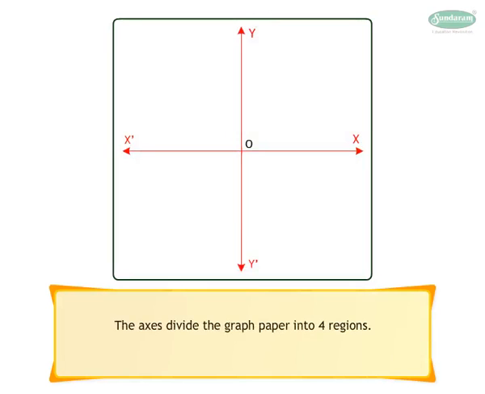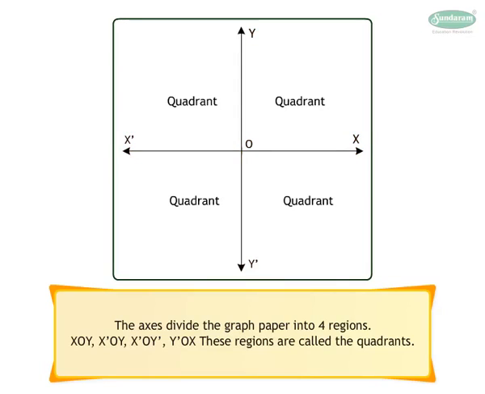The axes divide the graph paper into four regions: XOY, X'OY, X'OY', and Y'OX. These regions are called the quadrants. XOY is known as the first quadrant. X'OY is known as the second quadrant. X'OY' is known as the third quadrant. Y'OX is known as the fourth quadrant.